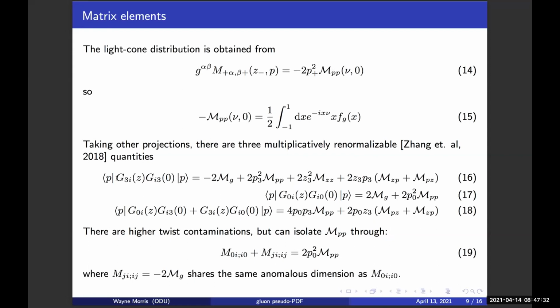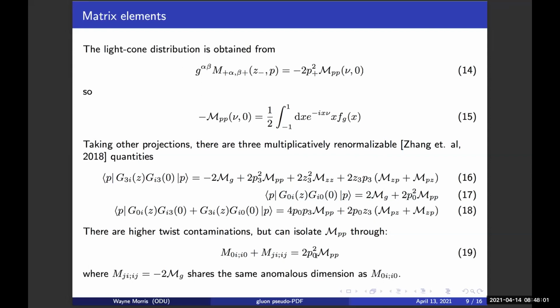So now, in our case, we're going to take some other projections. There were 3 projections that were found to be multiplicatively renormalizable by Zhang et al. in 2018. These quantities were this 3i I3, 0i I0, and 0i I3 plus 3i I0. So we ended up going with the 0i I0 term because it has the least extra terms from higher twist contributions.